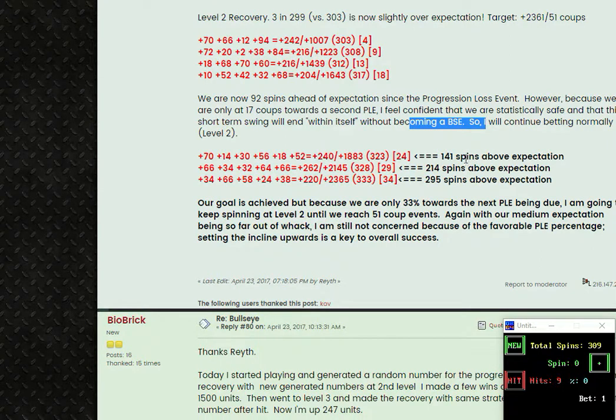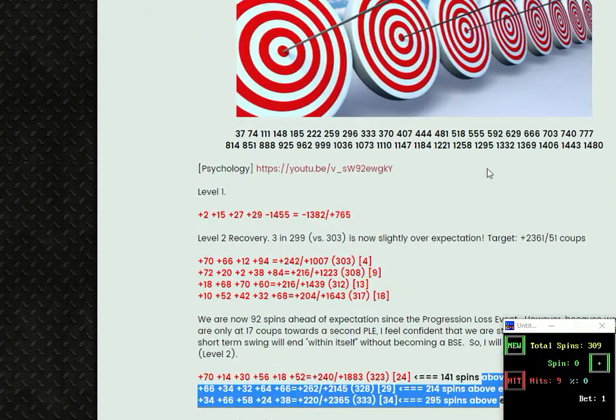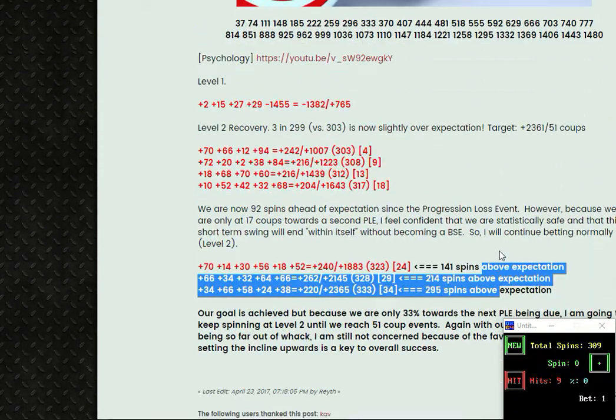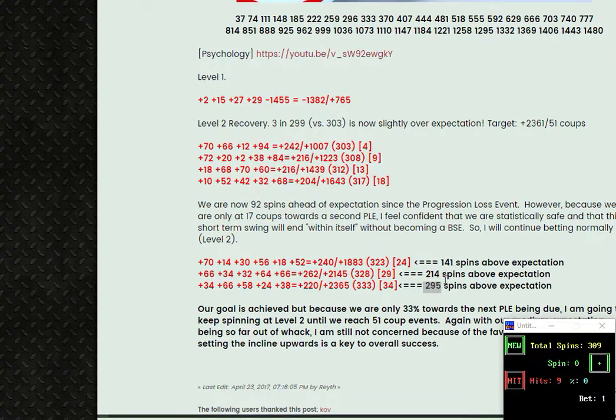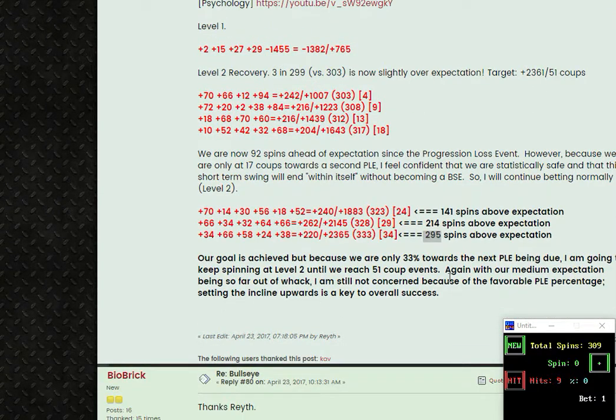Everything looks good here. We're above expectation on the PLE. Wait a minute, greater than expectation? No, this is not good. All of these, greater than expectation is not good. Now we're 141, now we're 214, now we're 295. This is insanity right here. 295. 171 times 2 is like 342. So this is getting close to insane at this point.